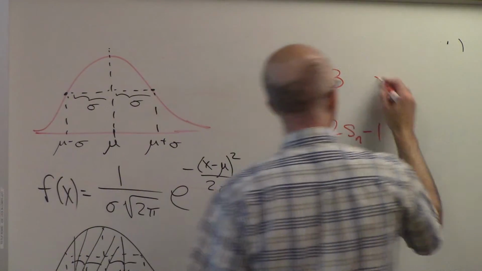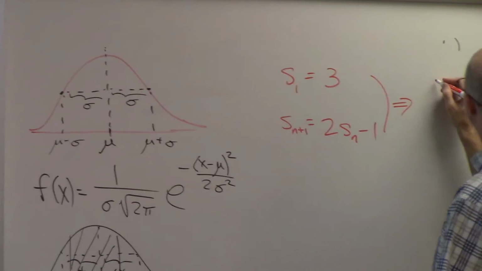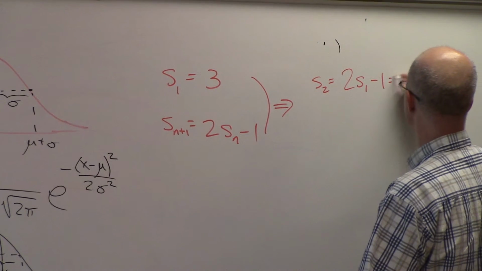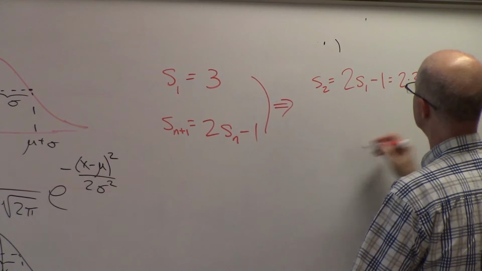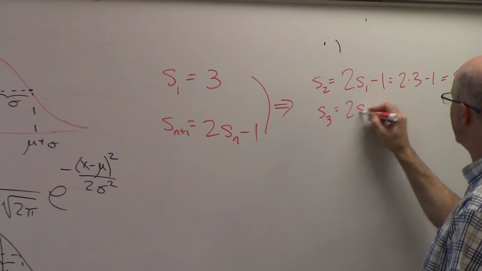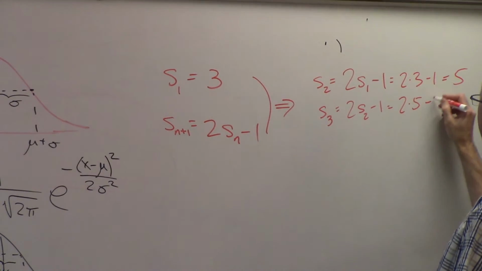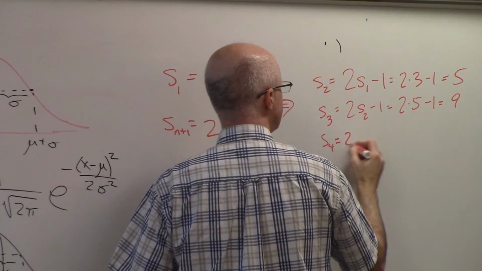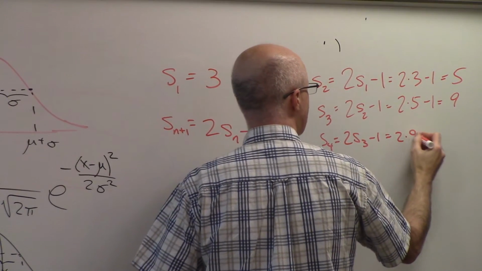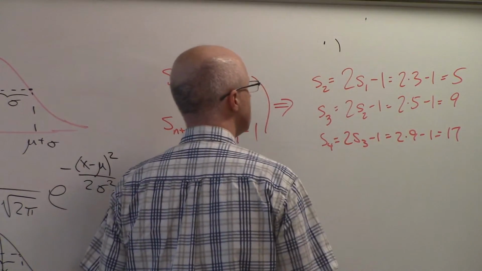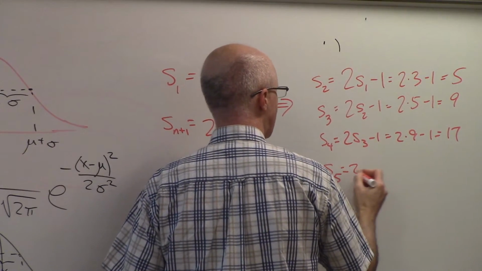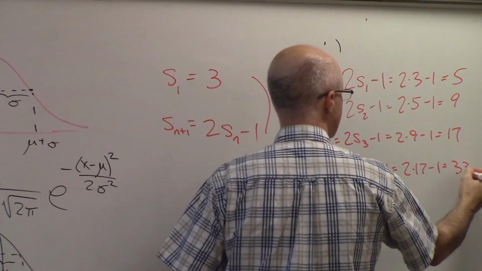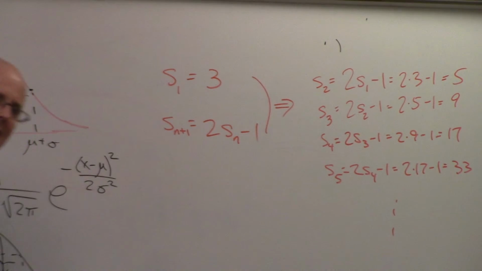If that's the case, I can find the terms of the sequence like this. S2 would be 2 times S1 minus 1, which is 2 times 3 minus 1, which is 5. S3 would be 2 times S2 minus 1, which is 2 times 5 minus 1, which is 9. S4 would be 2 times S3 minus 1, which is 2 times 9 minus 1, which is 17. Do one more. S5 would be 2 times S4 minus 1, 2 times 17 minus 1 is 33, etc. I could keep going forever, in theory.